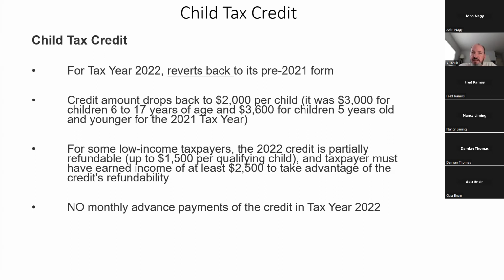So if you had someone who was getting $3,600 in tax year 2021, now they're down to $2,000, that will affect their bottom line. And I think you're going to get those questions. And I think probably the best way to do it, say, yeah, I understand, but Congress has changed the rules for 2022, and now it's a smaller amount for taxpayers.